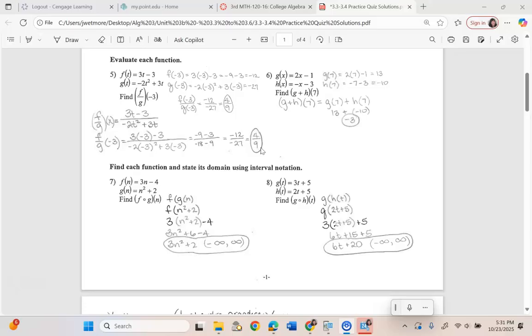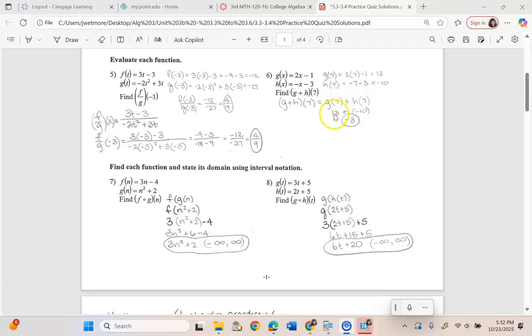All right, so for number 6, I've got g plus h of 7, which just means g of 7 plus h of 7. So again, if you'd rather create the equation first and then plug in 7, you can. But I did this by plugging the number in first. So I'm going to find g of 7. That just means put 7 in for x. So 2 times 7 minus 1 would give us 13. And then plug 7 into h. So negative 7 minus 3 would give us negative 10.